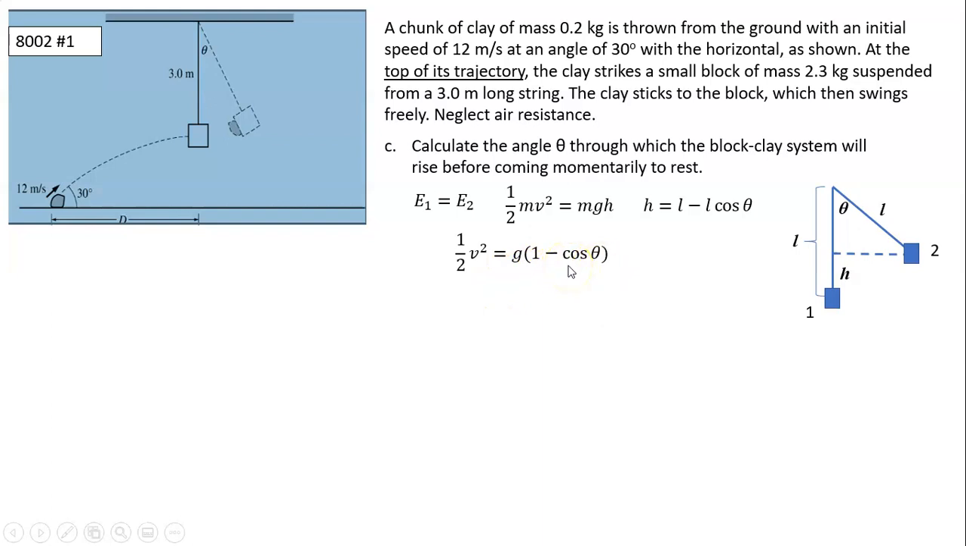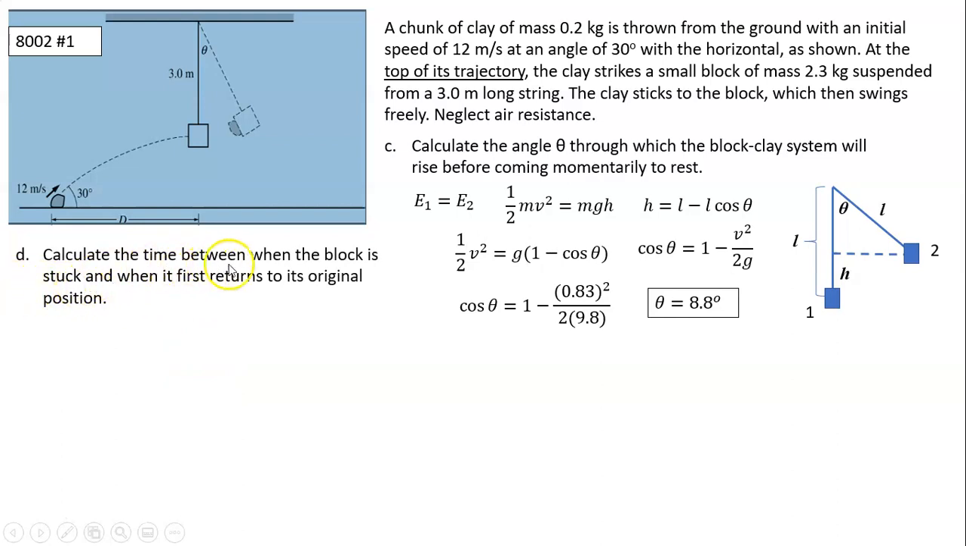Divide both sides by g, subtract 1/2 v squared from both sides, and add cosine theta on both sides. So you will have cosine theta equals 1 minus v squared over 2gL. You know v, 0.83 meters per second. You know g is 9.8, and that's how you can find theta. Make sure you use the inverse cosine of this number to get the angle, which is 8.8 degrees.